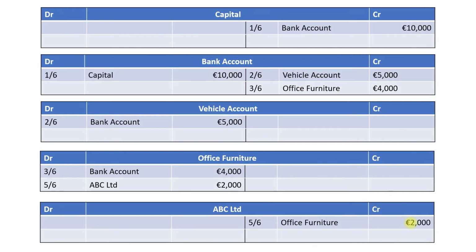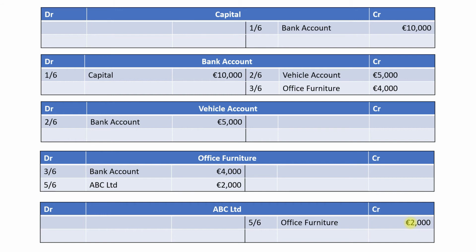So, if we look at all the accounts we just created, we can get a picture of what happened in the business so far. The owner invested $10,000 and deposited it into the bank account. The business then bought and paid for a car worth $5,000. Next, the business bought and paid for office furniture worth $4,000. Finally, ABC Limited provided the business with more office furniture worth $2,000.